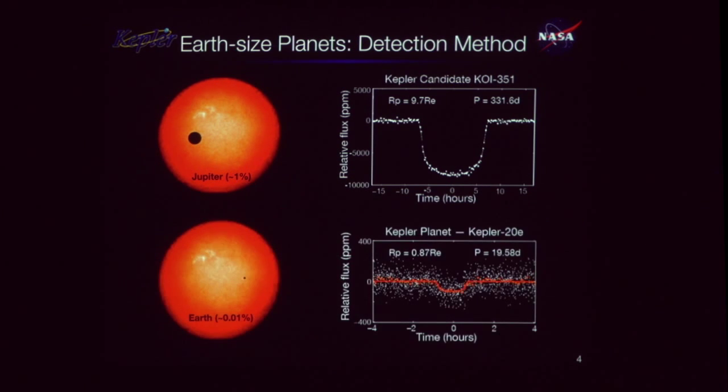Now things get a little bit more difficult when you try to actually measure the Earth, which is considerably smaller, seen as this little dot right here. In this case, it's only 1/100 of a percent the size of the sun, and so you see a dip in brightness of only 0.01%.